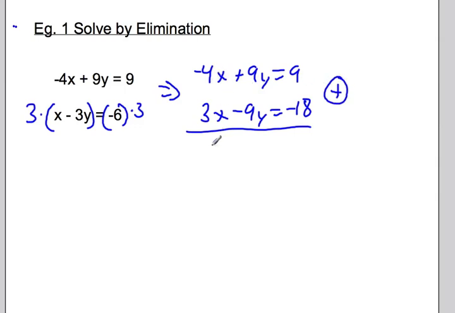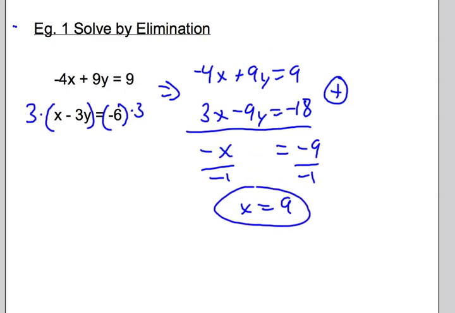So we're going to add these two equations together. Negative 4x plus 3x gives me negative x. The y terms give me 0. And adding the constants together will give me negative 9. I can then divide by negative 1, you get x equals 9. So that's our x value of the solution.